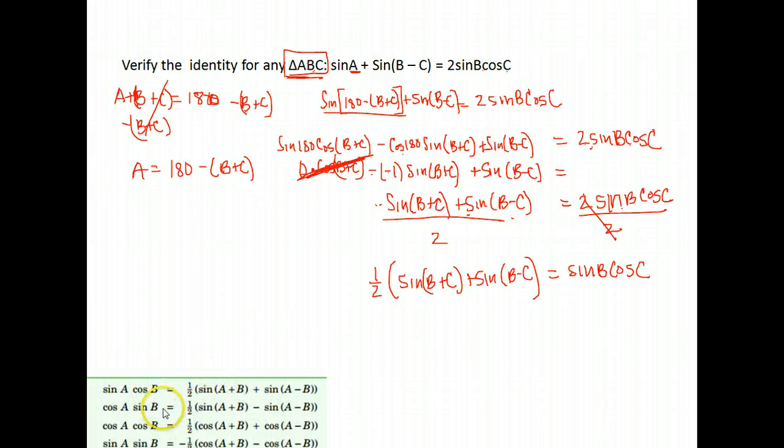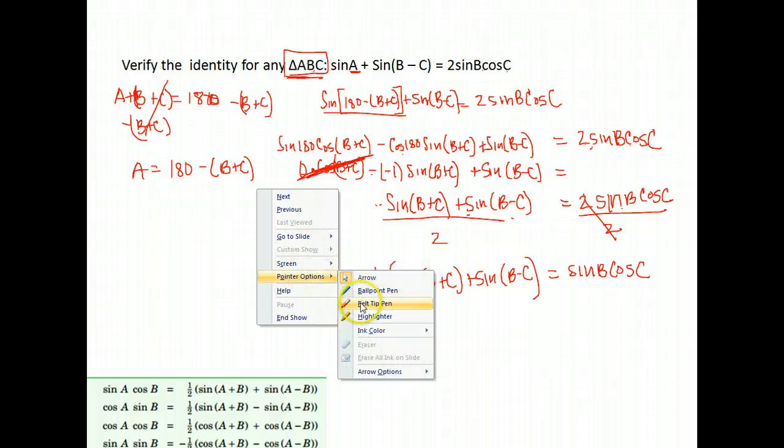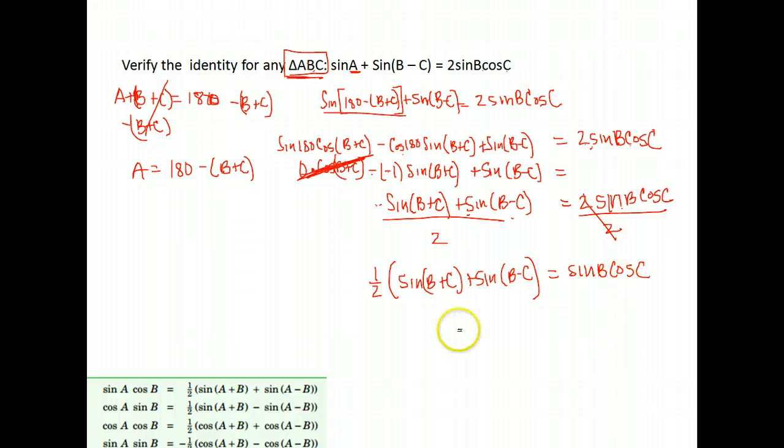I've dropped our identities right down here just so we could double check. So sine B cosine C, what is that supposed to be equal to? Well, sine of an angle, cosine of the other angle should be 1/2. Got that. Sine of the first plus the second, so our angles are B and C, so sine B plus C, we've got that. Plus, check, got that. Sine of the first minus the second, so sine of our B minus our C. So that is exactly right. So we have sine B cosine C right here, and we have proven our identity.